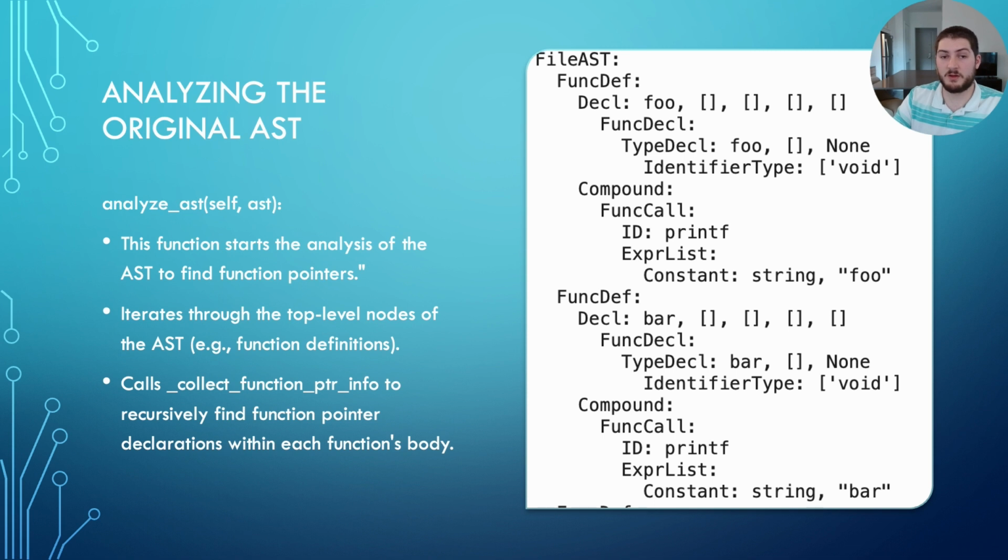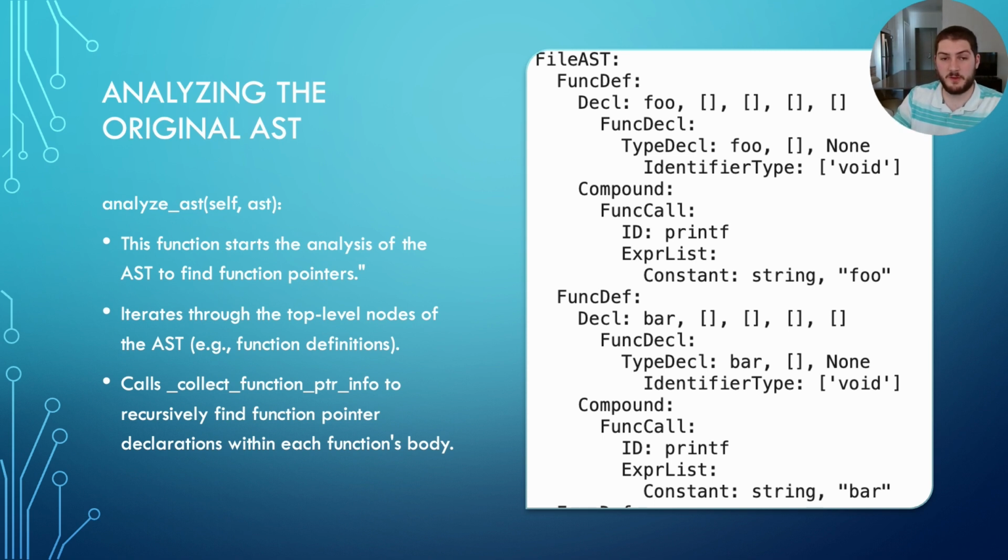The AST nodes represent different elements of the C code, such as a function definition, a variable declaration, or an expression. Analyze AST begins by iterating through the top level nodes of the AST, which typically correspond to function definitions. For instance, in the simplified AST snippet shown on the slide, you can observe funcdef nodes representing the functions foo and var. For each function definition encountered during this iteration, analyze AST calls another function, collect function pointer info.